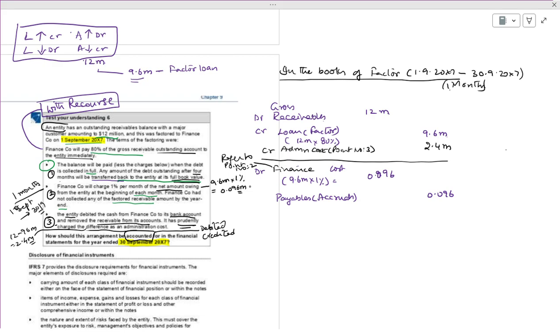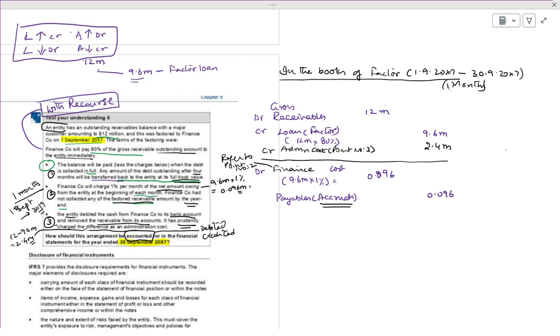Second point, every month how much are they charging? 0.96. That is owing from the entity from the beginning of each month as finance cost. The finance company has not collected any of the factored receivable amount by year end. Means it is in the form of accrual. The entity has to pay the finance cost because they have mentioned specifically that they have not collected any amount by the year end.